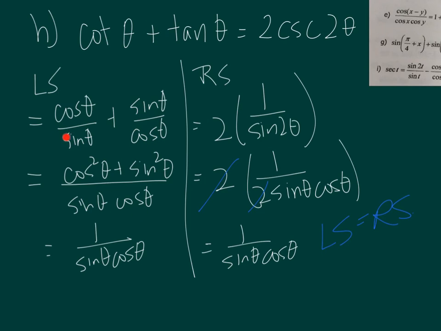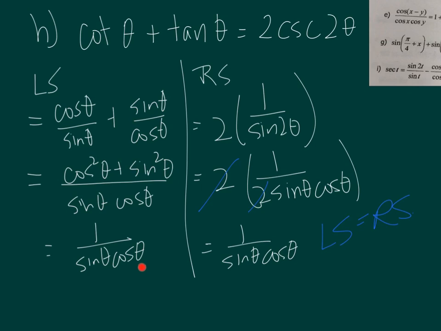In order to do that, I have to multiply sine theta by cos theta, which means I multiply the top by cos theta, getting a cos squared theta. Similarly, on this side, I have the cos theta. I need to multiply it by sine theta, which means I multiply the top by sine theta to get sine squared. The Pythagorean identity is right here on top. Cos squared plus sine squared, that's 1. So I end up with 1 over sine theta cos theta.